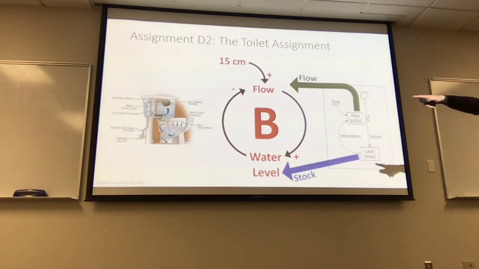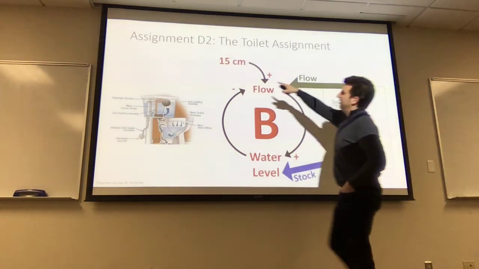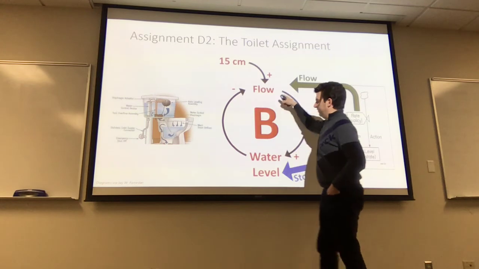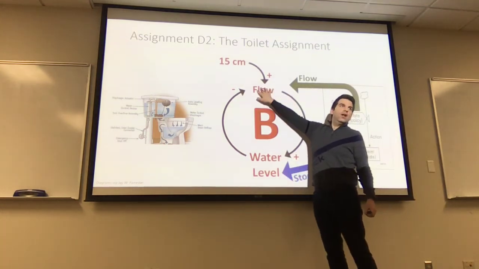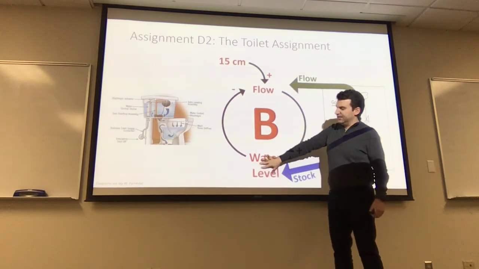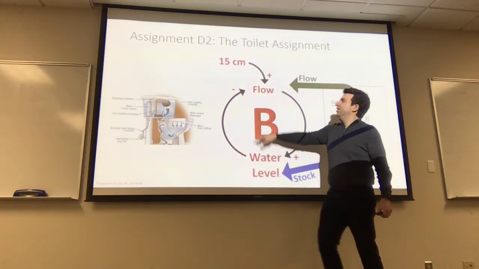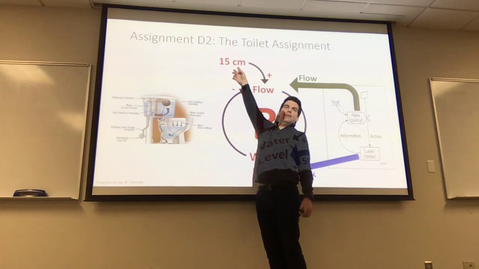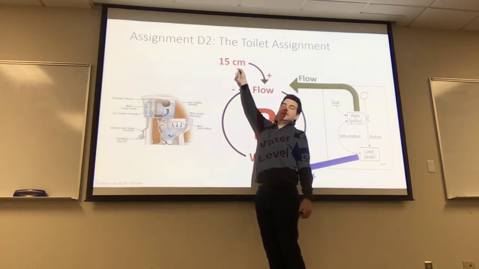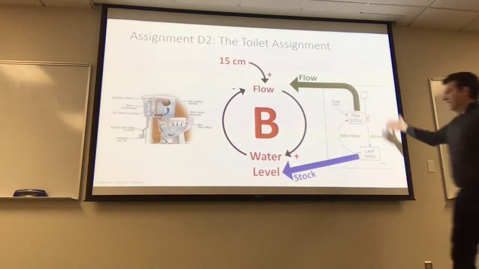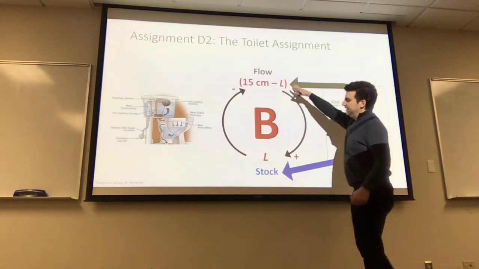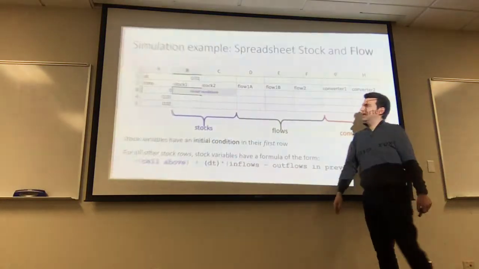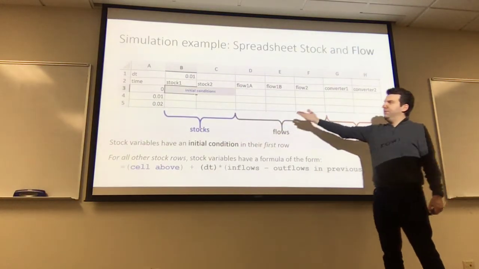And so there's our toilet. We've got a target level coming in. That's setting up the flow. We've got a water level here. So this is going to be in the flow column of your spreadsheet. This is going to be in the stock level column of your spreadsheet. You can put this as a parameter up top, just like the birth rate. And that's it right there. That's it symbolically. And that's the formula you'll put in that flow column. That's maybe what's going to be in the stock. And so you'll implement it in this way.